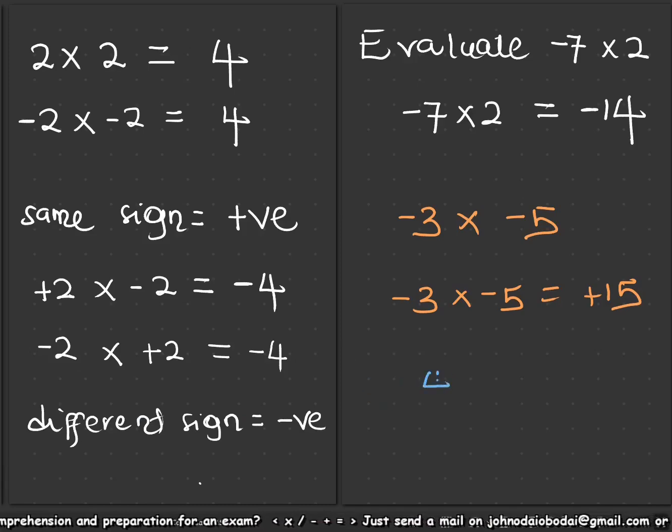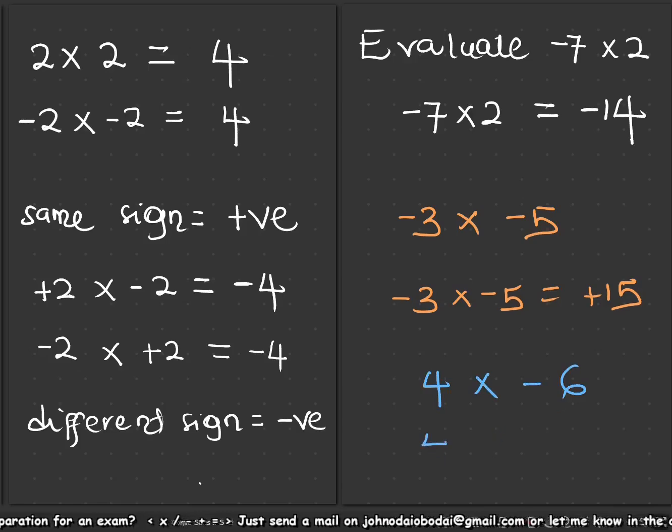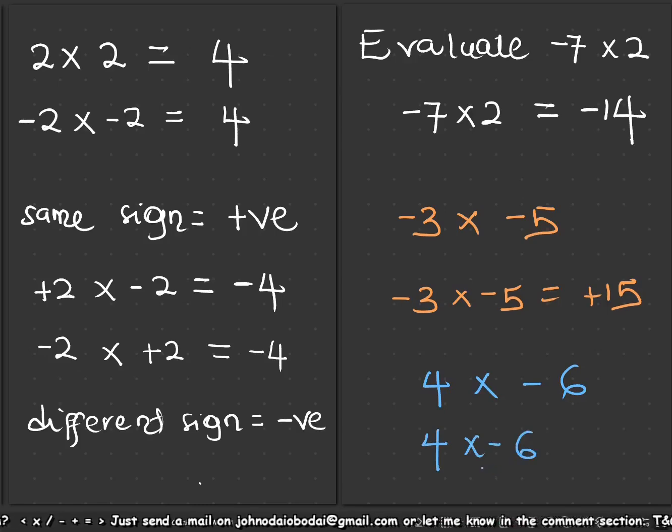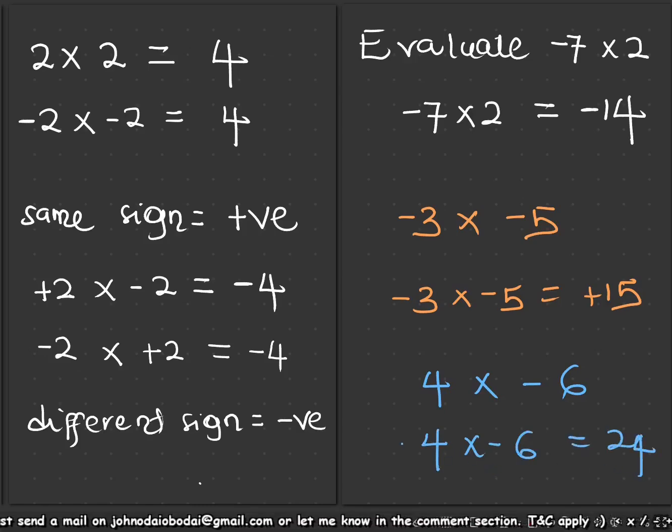So we have 4 times negative 6. So 4 multiplying negative 6, as we already know, we have 4 times 6 giving us 24. But because the signs are different, that is a positive and a negative, our answer is going to be negative. You see that?